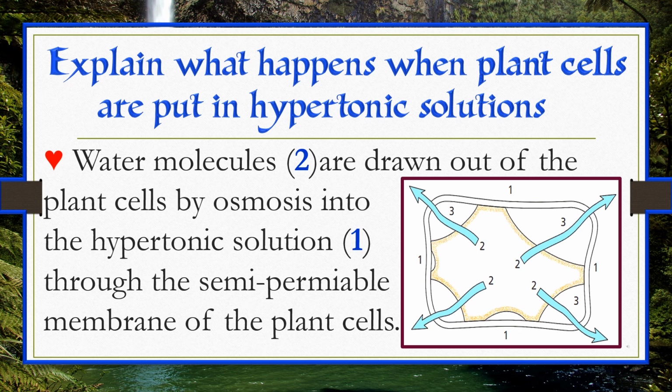So we have placed our cell in a hypertonic solution, and the water now is going to move out of the cell of the plant by osmosis to enter into the surrounding solution, which is hypertonic, and that one is solution 1, through the cell membrane, which is a semi-permeable membrane of the plant.